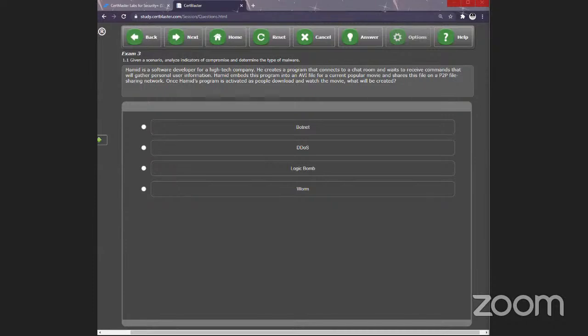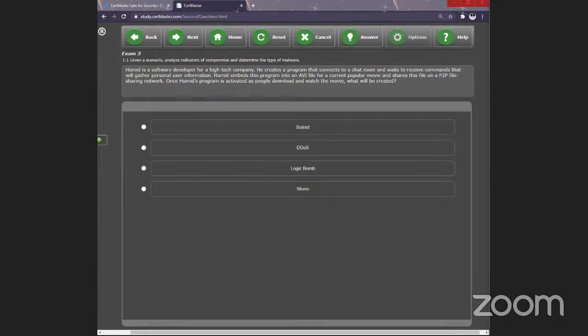Hamid is a software developer for a high-tech company. He creates a program that connects to a chat room and waits to receive commands that will gather personal user information. Hamid embeds this program into an AVI file for a current popular movie and shares this file on a P2P file sharing network. Once Hamid's program is activated, as people download and watch the movie, what will be created?